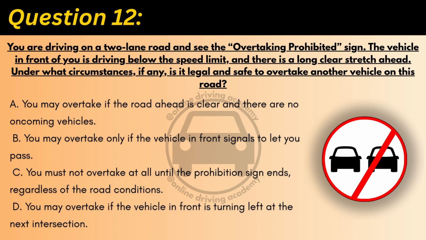So is it option A? You may overtake if the road ahead is clear and there are no oncoming vehicles. That is incorrect. With option B, it says you may overtake only if the vehicle in front signals to let you pass. That is incorrect as well. With option C, it says you must not overtake at all until the prohibition sign ends, regardless of the road conditions. That is going to be correct. So option C is your correct answer.